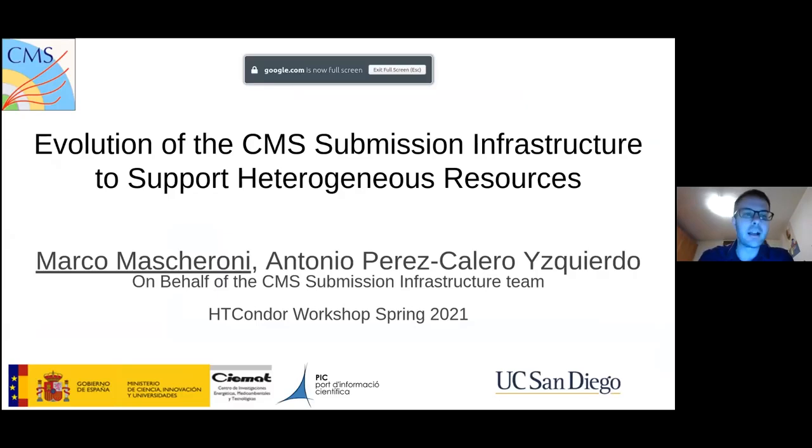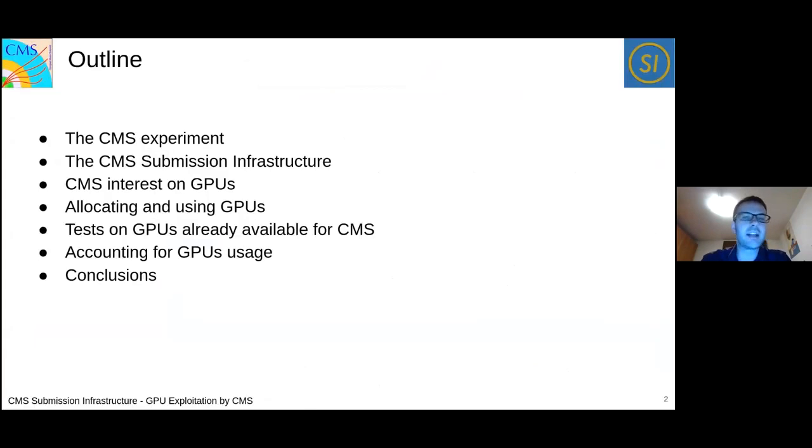So today I'm going to talk about the interest in CMS about supporting and using heterogeneous resources. I'll begin talking a little bit about the CMS experiment and the CMS Submission Infrastructure group. I'll explain why we are interested in using GPUs. I'll talk about how we allocate and use them, and then I'll show some tests we ran, and I'll finally conclude my talk talking about accounting and drawing some conclusions.